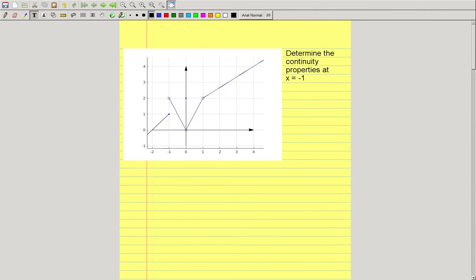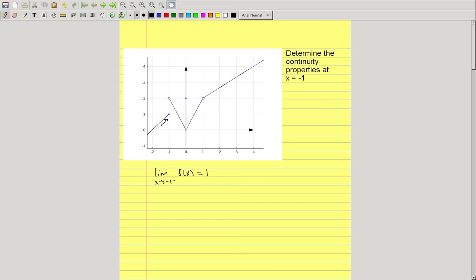First, let's determine the continuity properties of the function at x equals -1. When we talk about the continuity properties, what we want to be looking at are our 4 behavioral indicators. We're going to look at the limit as x approaches -1 from the left of our function f of x. And drawing our arrow here, we see that the limit as x approaches -1 from the left is approaching 1, so we'll make note of that.